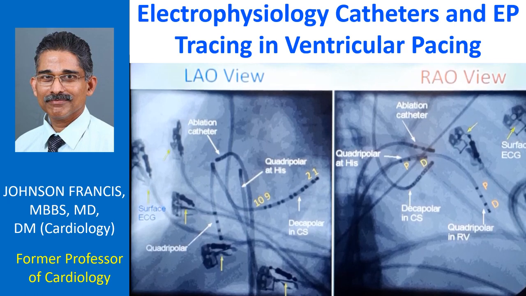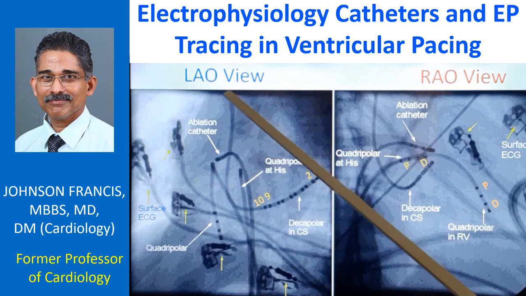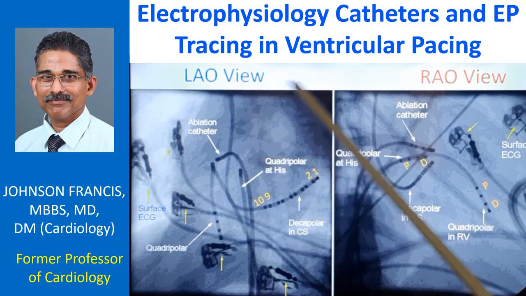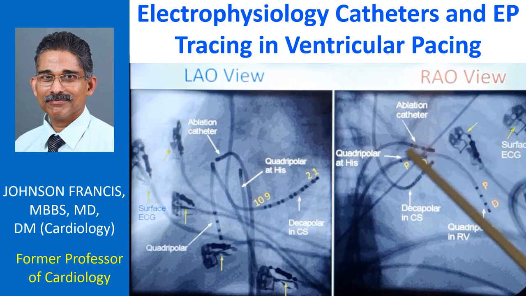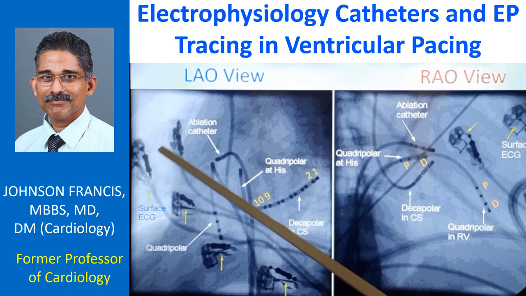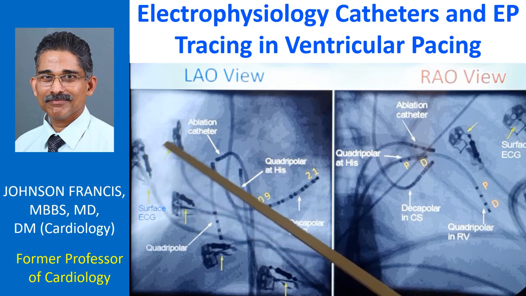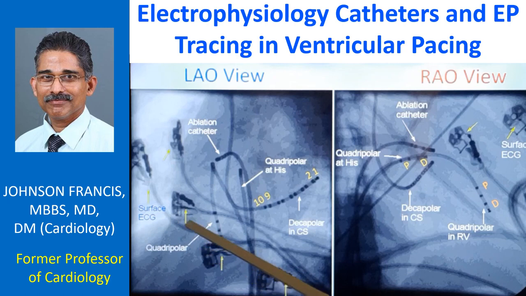Just before discussing an electrophysiology tracing in ventricular pacing, we'll have a look at how the electrodes are placed. This is the left anterior oblique view and right anterior oblique view on fluoroscopy. Multiple catheters can be seen here. Those marked by yellow arrows are not catheters. They are the surface electrodes on the chest, pasted over the chest using the usual dot snappers.